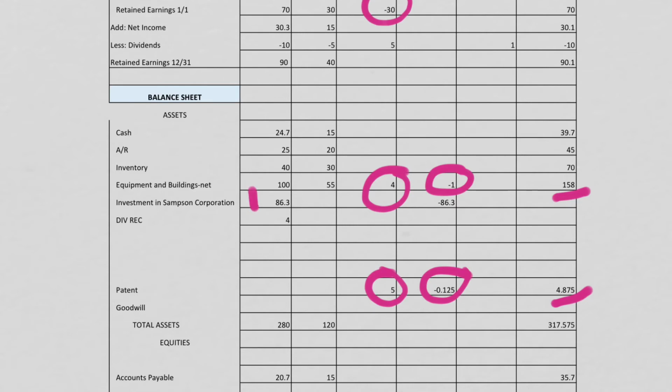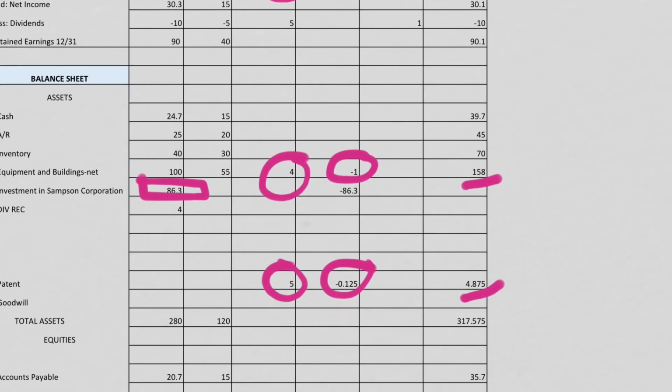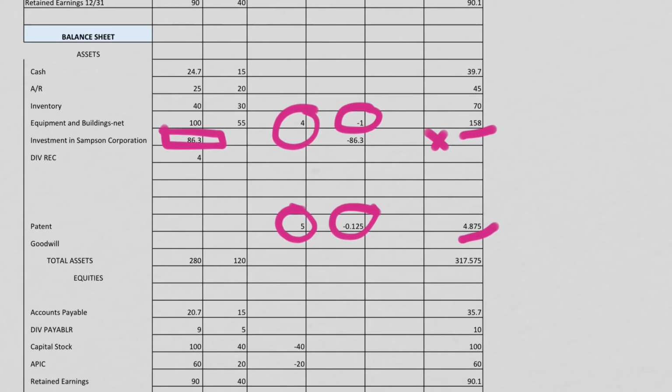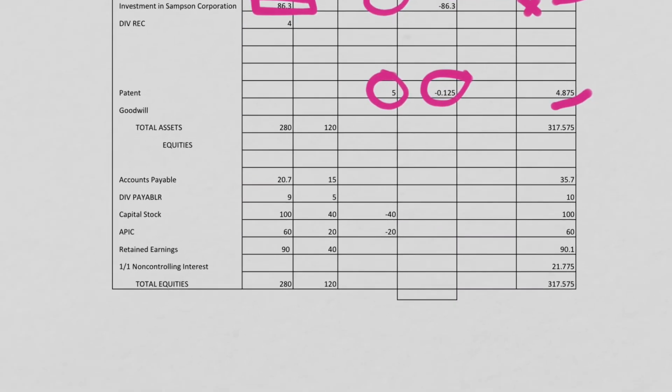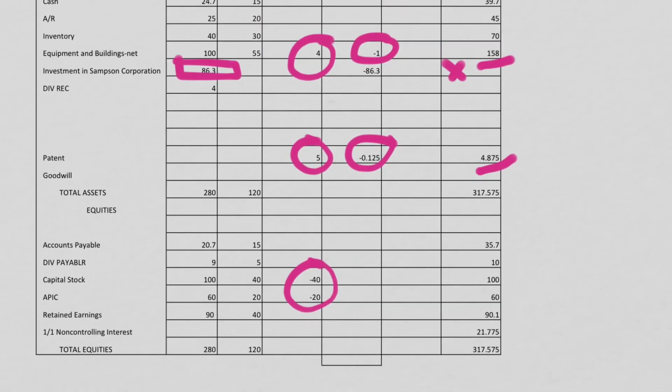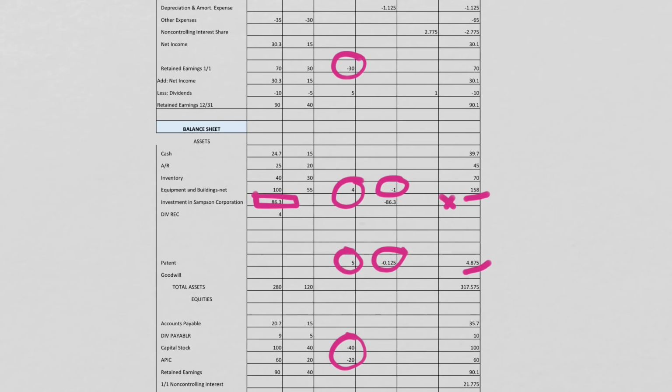The investment we know has to be zeroed out, so that would be part of your A and S entry, and that's how you'll know if you got to 0. You don't do anything down here except for these 2 accounts, capital stock and additional paid in capital, because all of the retained earnings is calculated through this part of the worksheet. All right, that says it all. You do the math, you come up with it.